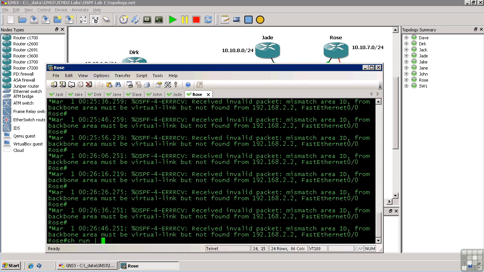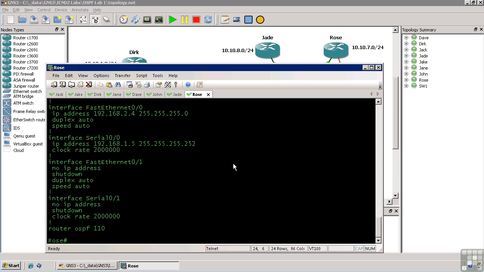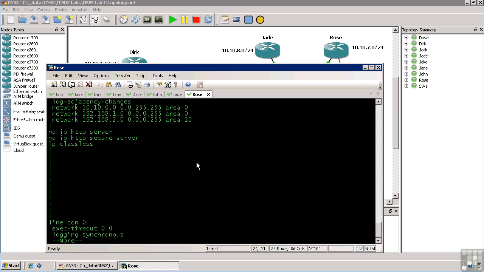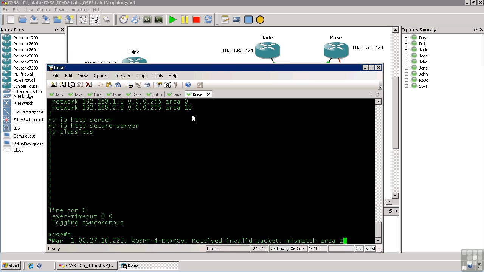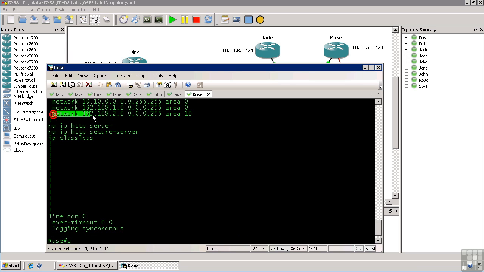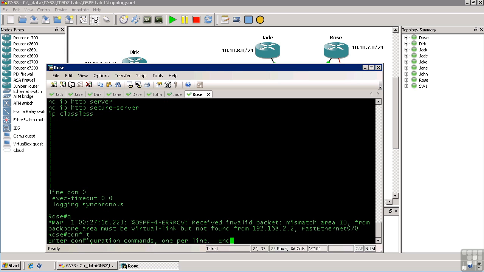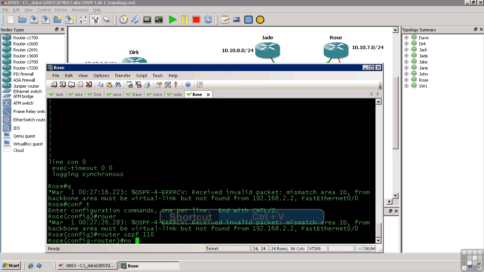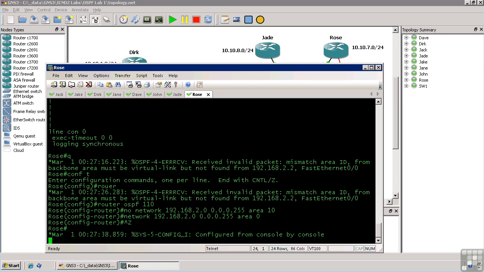Show run, begin with OSPF. So there's OSPF 110, and you'll notice that network 192.168.2.0 is in area 10 instead of area 0, and we made a bit of a typo there. So let's take this out of area 10 and put it in area 0, and that should fix our problem. So config T, router OSPF 110, we'll do no and paste that in there. Then we'll right click and we'll make that in area 0, and our adjacency should come up and establish.